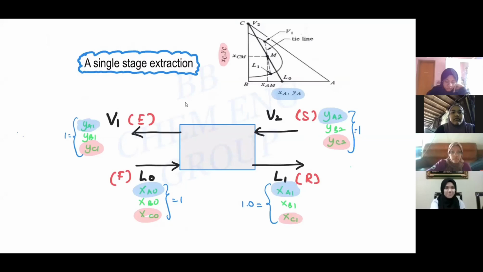Okay, let's see this graph yang ada kat atas ni. All right. For you to easily remember how to do the technical method, using the graph or graphical method to solve the problem, you need to memorize some things here.